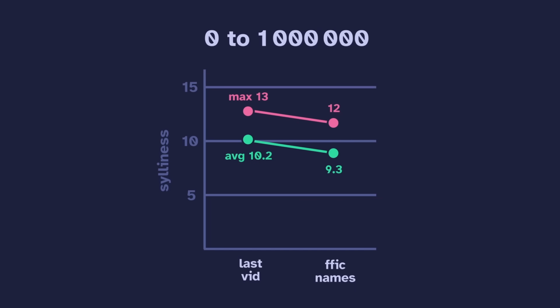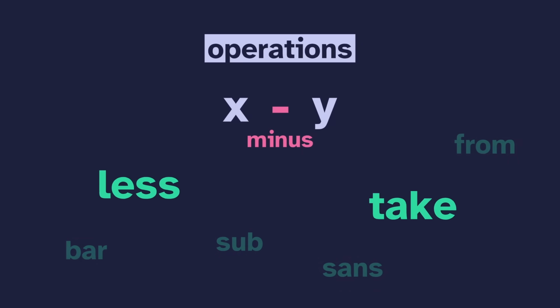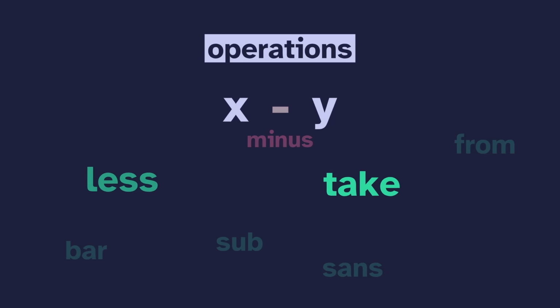Nice. And of course, we can get even less silly. It's not just the names that can be fishier, but also the operations. I'm guessing people said we should replace minus with one syllable? Yeah, we got a lot of different suggestions. Less, take, sub, from, bar, sans. We have to pick one of them, so let's go with... Take. Less. I guess we could use take.